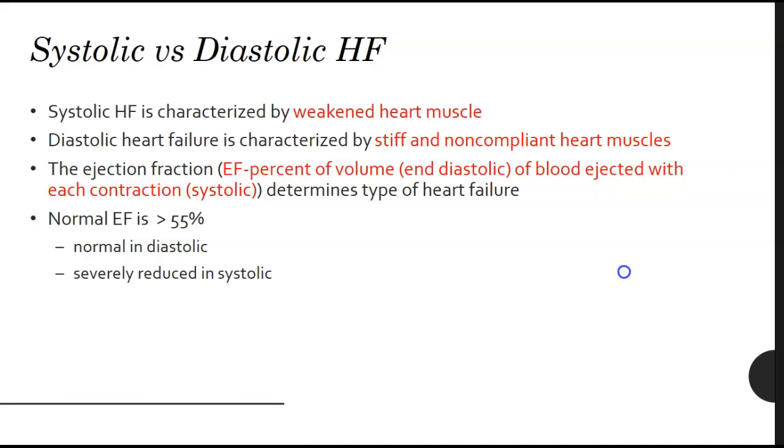So systolic versus diastolic. Systolic is usually characterized by weakened heart muscles. Diastolic, as I mentioned before, usually is stiff and non-compliant heart muscles. Remember, the ejection fraction is the percent of volume at the end of diastole that's ejected with each contraction during systole, and that will help determine the type of heart failure. Your normal EF is going to be greater than 55%. Sometimes the amount of blood can be normal during diastolic dysfunction, but can be severely reduced during systolic dysfunction or heart failure.